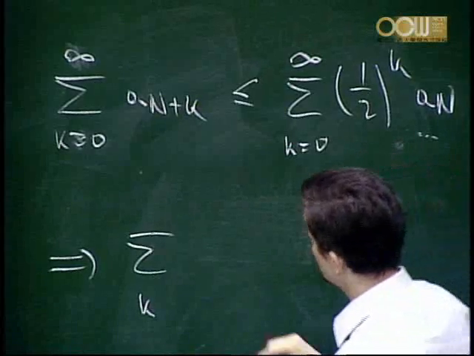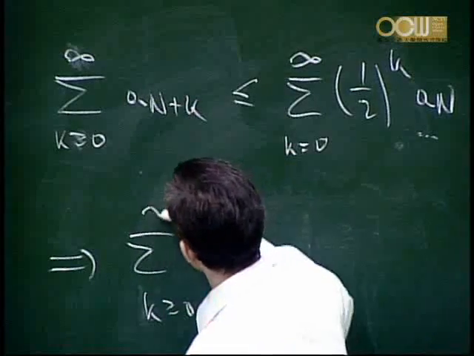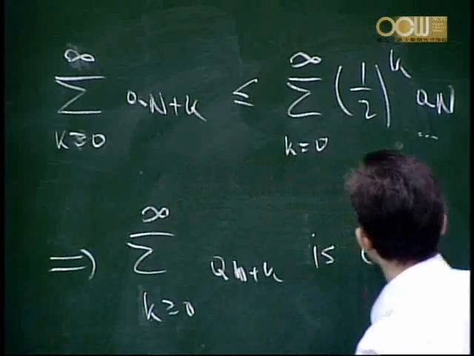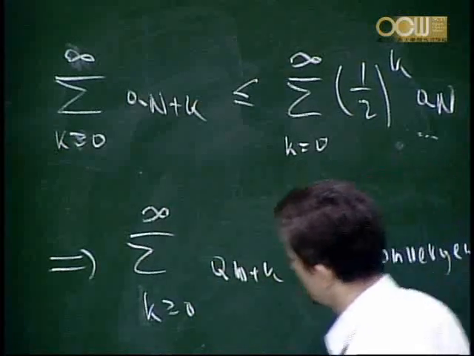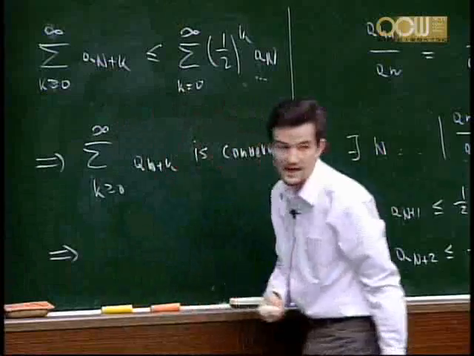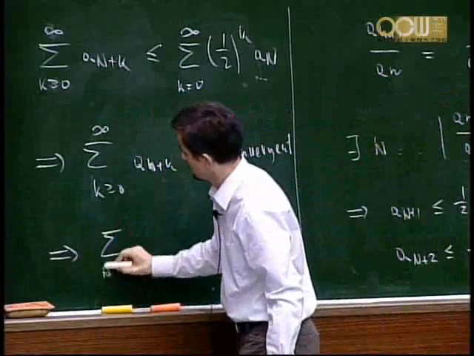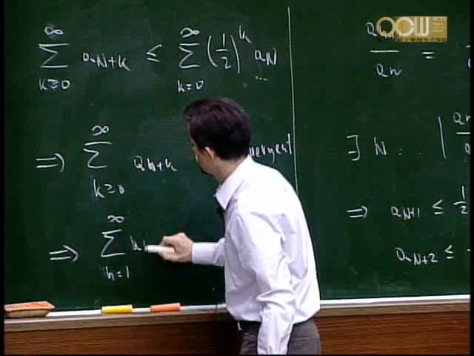Okay, so you see that from this you can follow, using the comparison test, that this series is convergent. And this will then imply, if you add again the n minus 1 terms we have removed, that of course the original series is convergent.